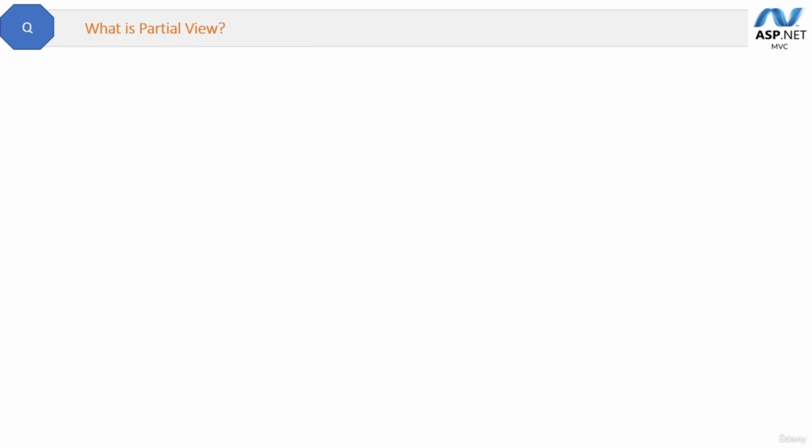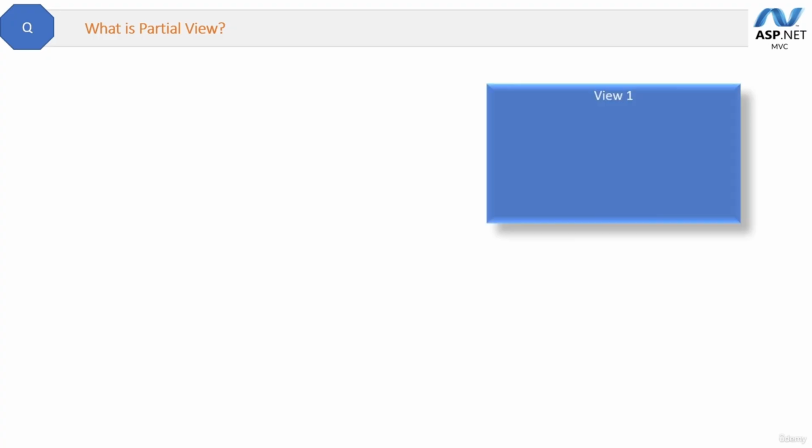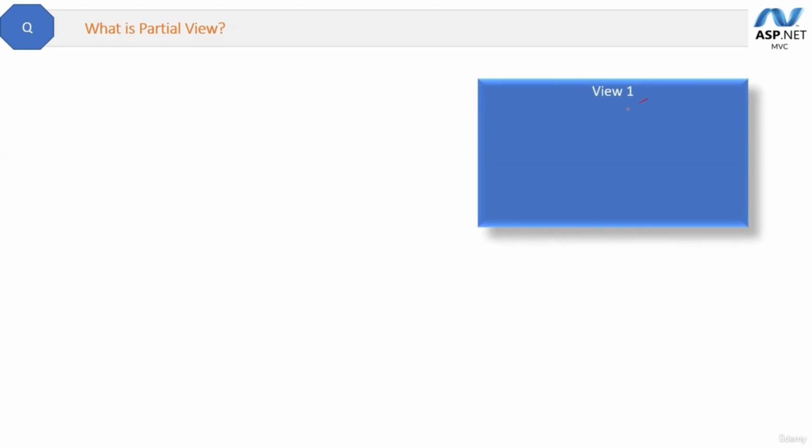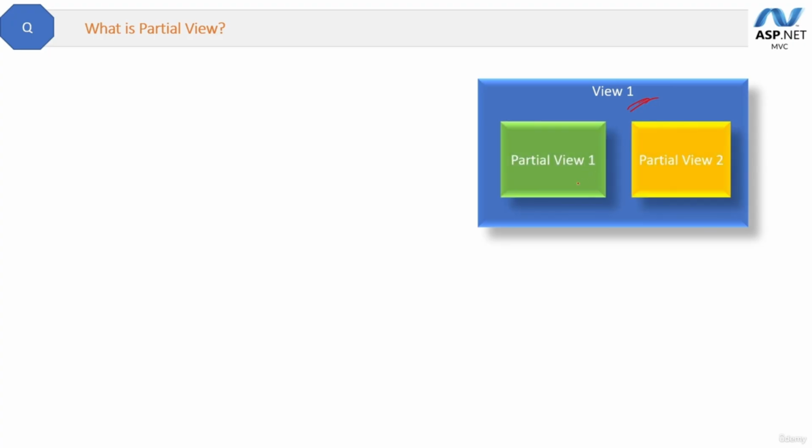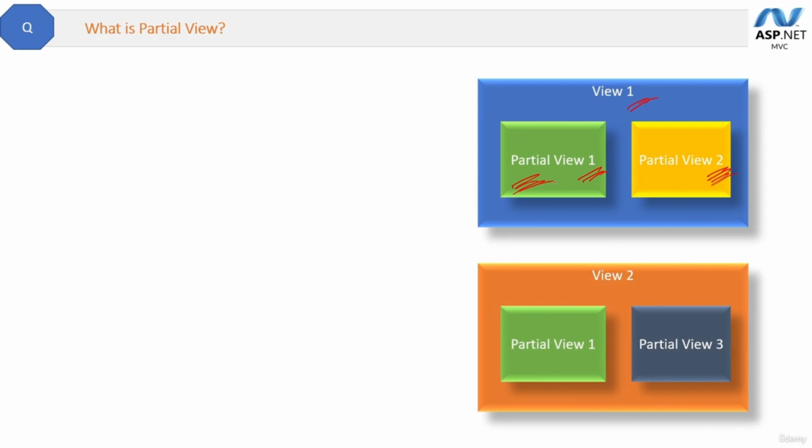What is partial view? Suppose you have a view, okay? Now inside this view, there can be many reusable things like menu, footer, which can be reused in other views also, right? So for reusability purpose, you will create one partial view for menu item and one other partial view for footer or something else, okay? And put this partial view inside this main view. Now the same partial view for menu you can use in some other view too, also like this.